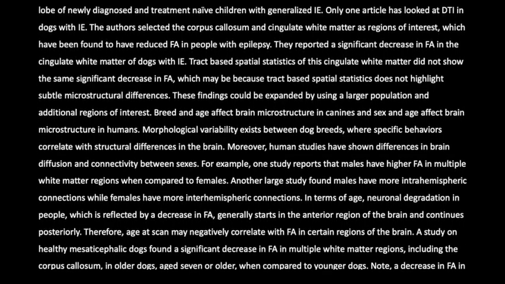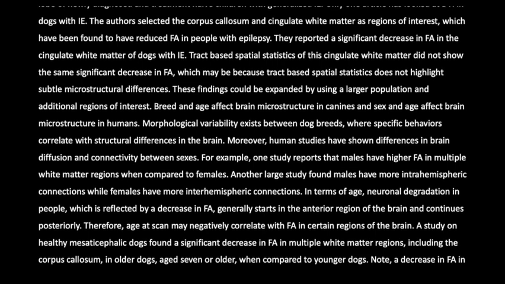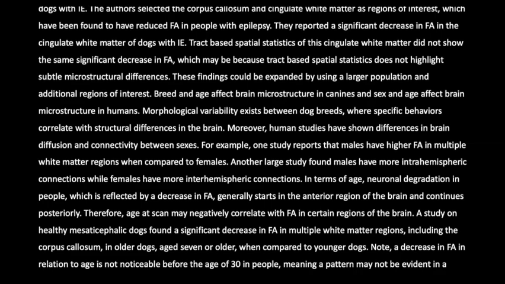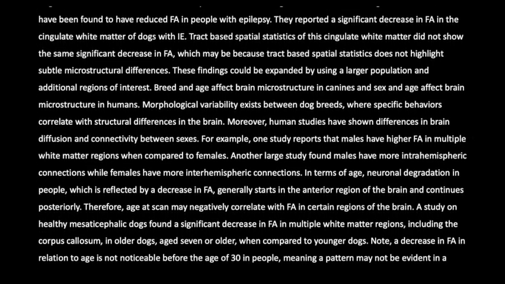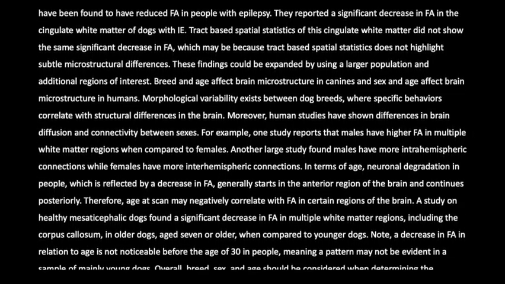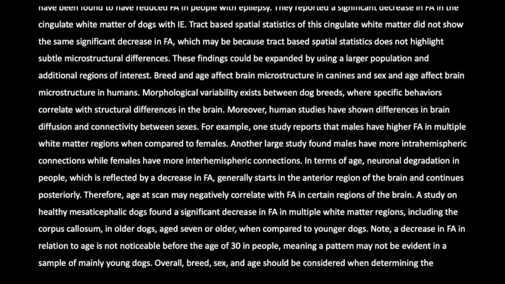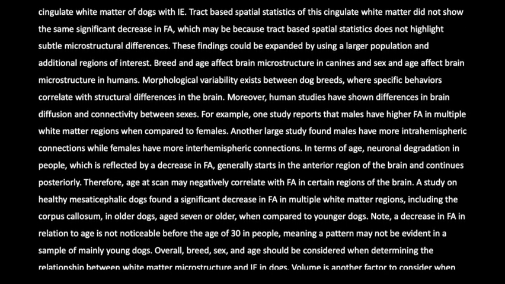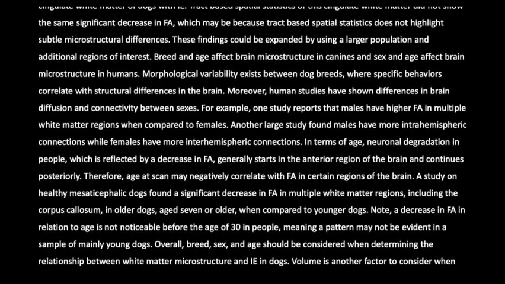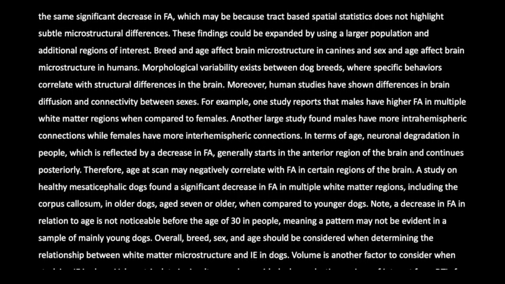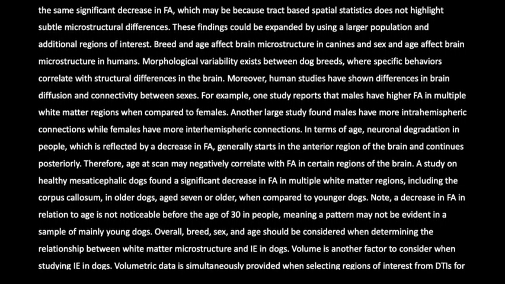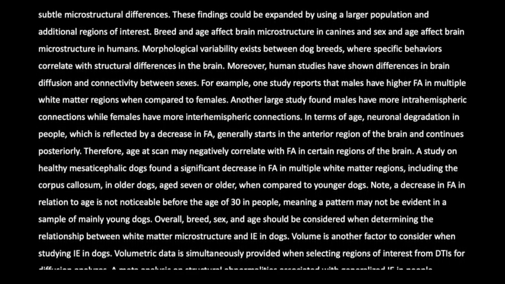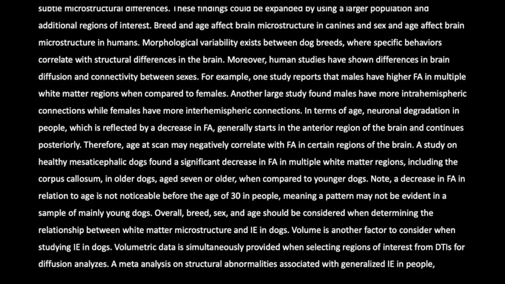Breed and age affect brain microstructure in canines, and sex and age affect brain microstructure in humans. Morphological variability exists between dog breeds, where specific behaviors correlate with structural differences in the brain. Moreover, human studies have shown differences in brain diffusion and connectivity between sexes. For example, one study reports that males have higher FA in multiple white matter regions when compared to females. Another large study found males have more intrahemispheric connections while females have more interhemispheric connections.